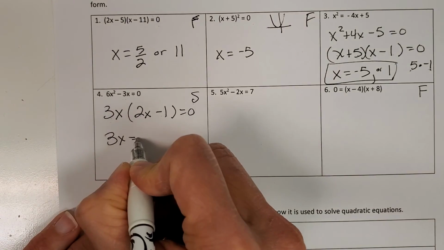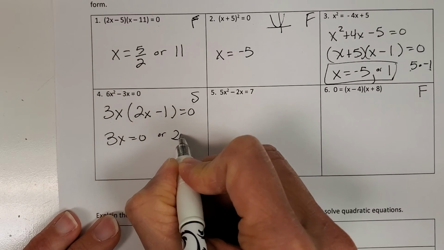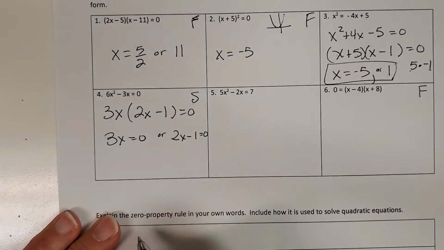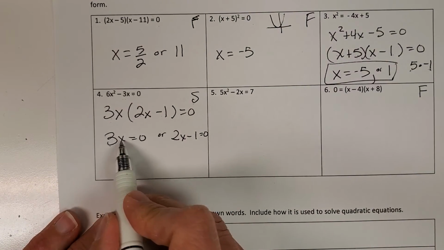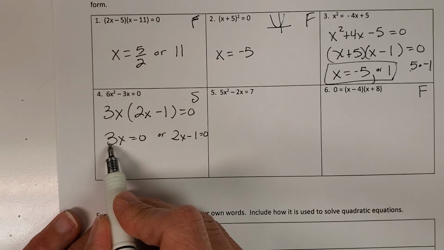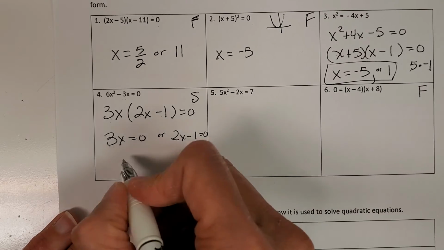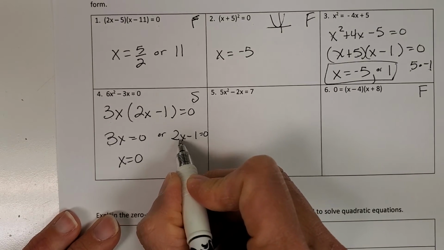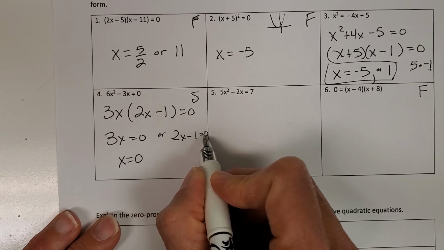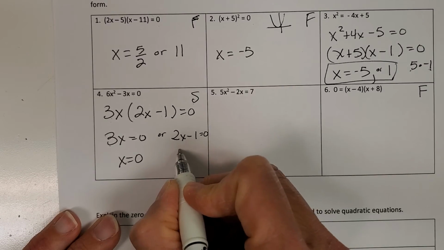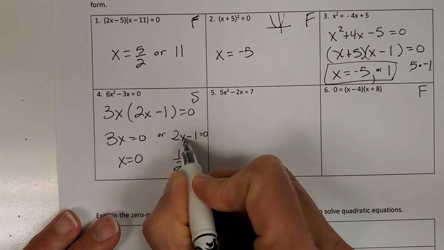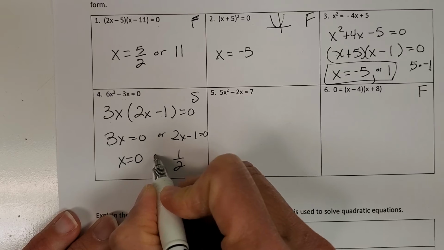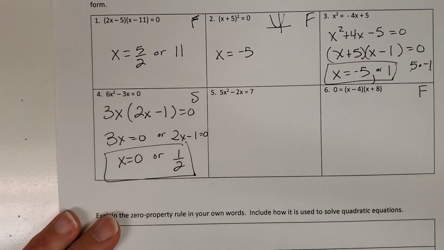So either 3x equals 0 or 2x minus 1 equals 0. Again, there's nothing that you can multiply by 3 to get 0 except 0. So I know x has to equal 0 there. And this one, if I put a 1/2 in there, I get 1 minus 1 equals 0. Or we can use our little shortcut, which is the opposite of that constant divided by that. So there's my answers there.